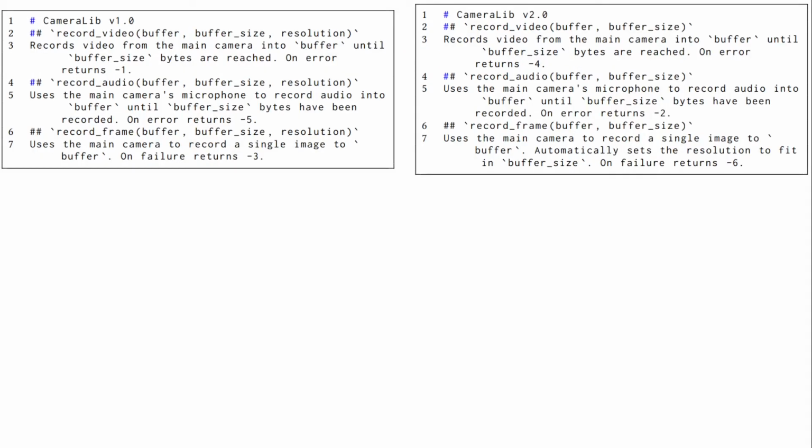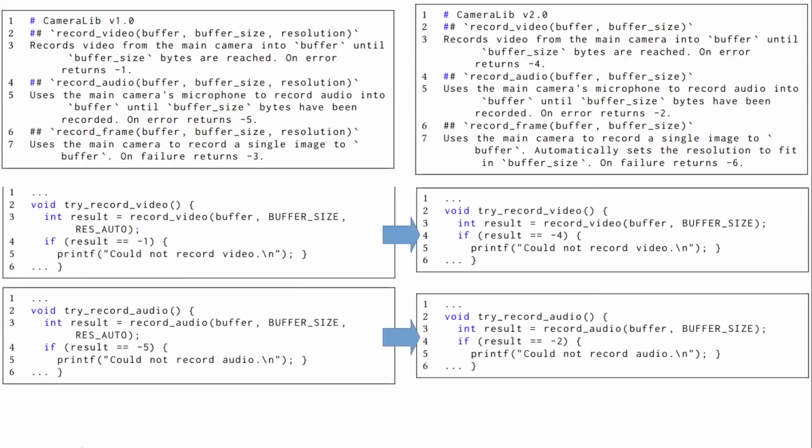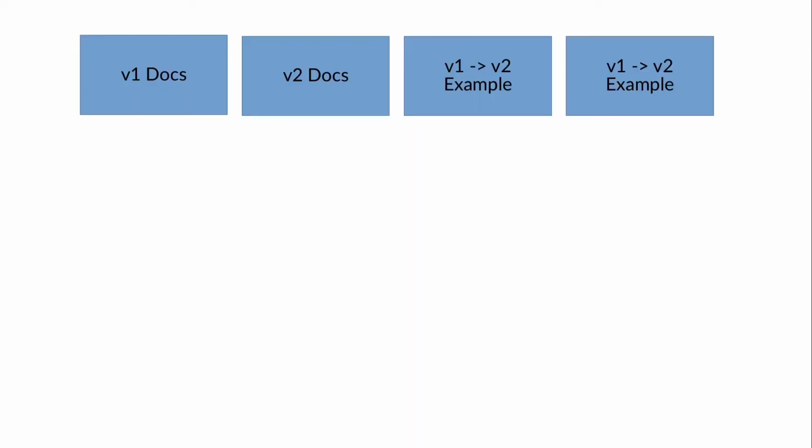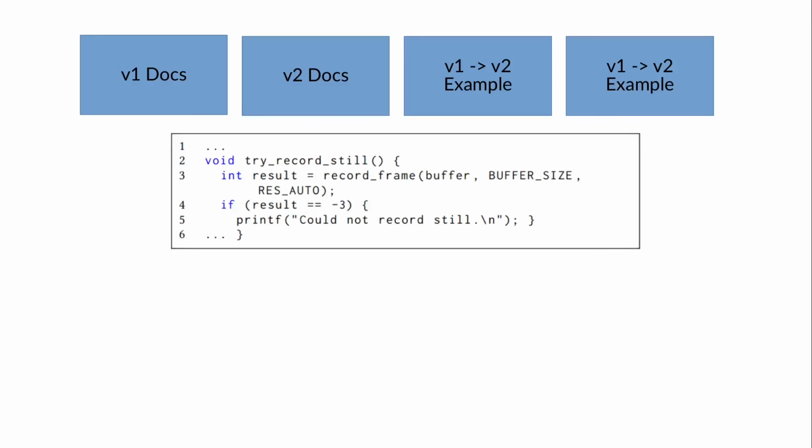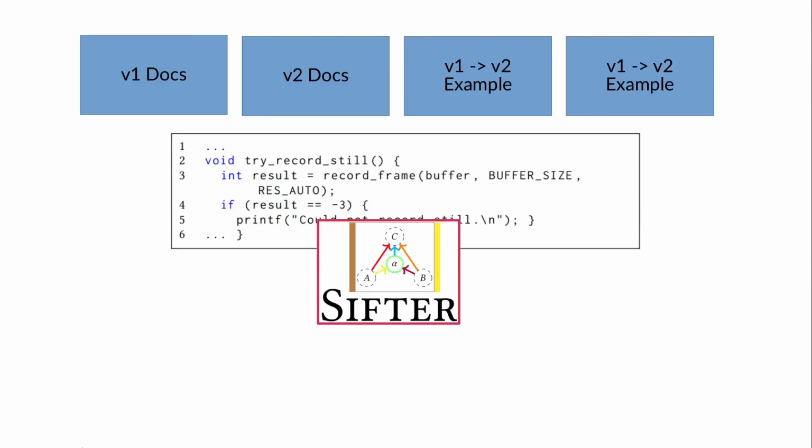We consider a library called CameraLib, which was recently updated from version 1 to version 2. Version 2 is similar to the old version, except a parameter has been dropped and all of the error codes have been updated. We suppose we have a few examples of code migration, meaning pairs of code before and after moving to version 2 of the library. We then take both the old documentation, new documentation, and two examples of migrated code, as well as a different code snippet that's still using the old version of the library. We provide all of this to Sifter, which then makes an analogy, essentially identifying what it means to migrate code to use the new library version.